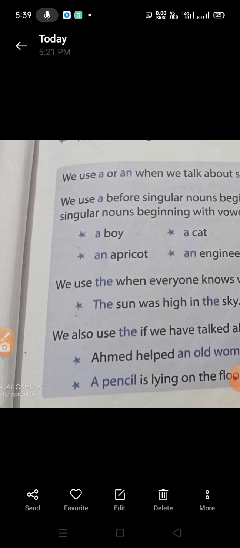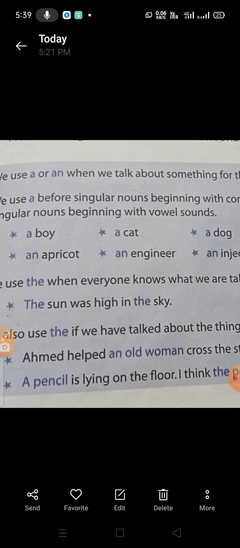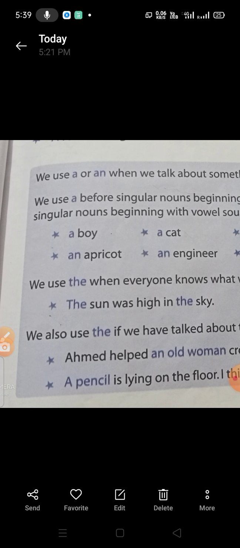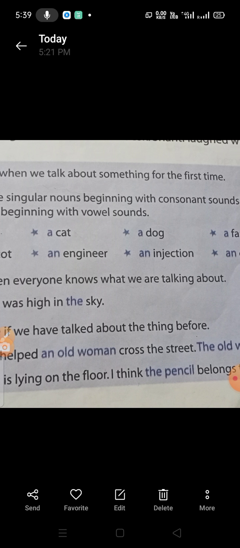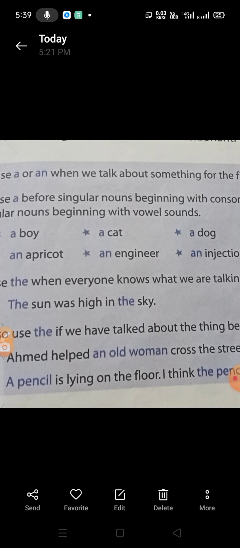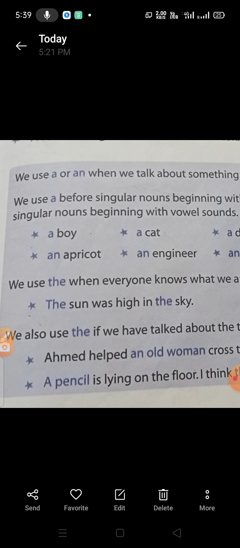We use the when everyone knows what we are talking about. Everyone knows the sun, it was high in the sky. We also use the if we have talked about the thing before. Once we have spoken about it, the next time we are not going to use a or an there, so we use the.